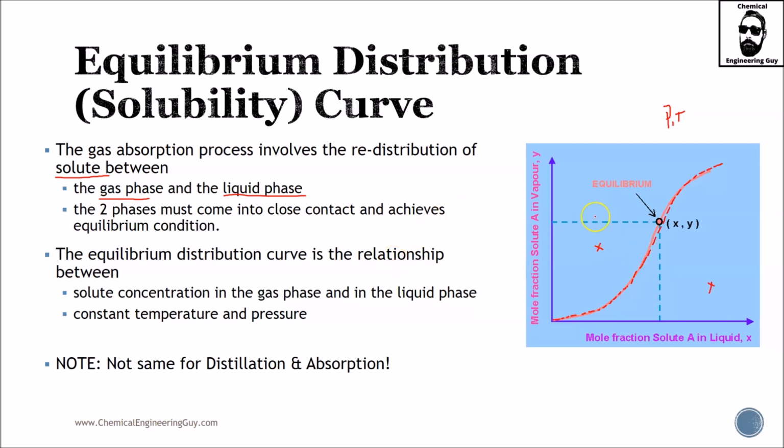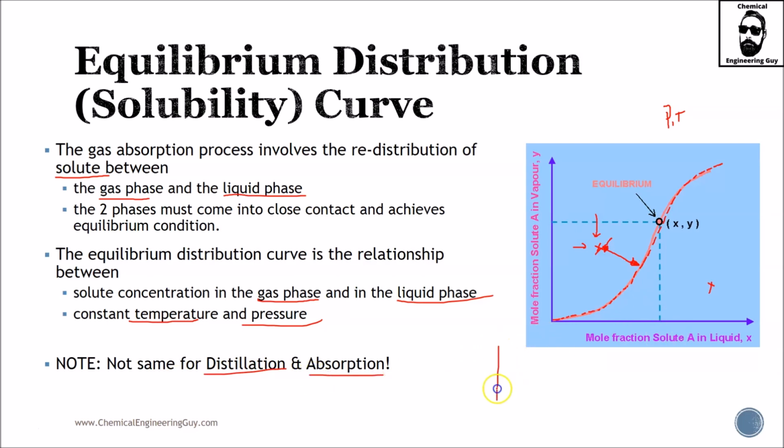What will happen if you were actually having this point right here? Well, that is the operation point, and you will see that there is, let's say, a driving force between the equilibrium and that point. We will see that later. The equilibrium distribution curve is the relationship between the solute concentration in the gas phase and the liquid phase at constant pressure and temperature. I'm repeating this because it's super important. Note that it is not the same for distillation and absorption.